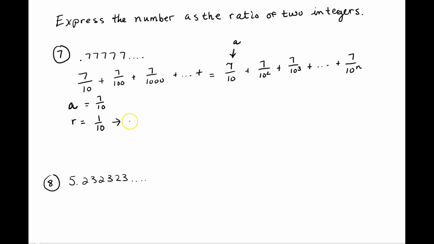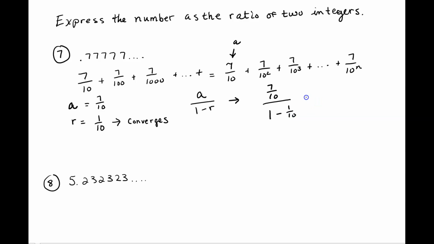Since r is less than 1, we know that this will be convergent. And because it converges, we can apply that formula that says if you take a and you divide it by 1 minus r, you can actually figure out what that fraction was. In other words, the sum of the series. So let's see here. I'm going to apply what I know: 7 out of 10 divided by 1 minus 1 out of 10.